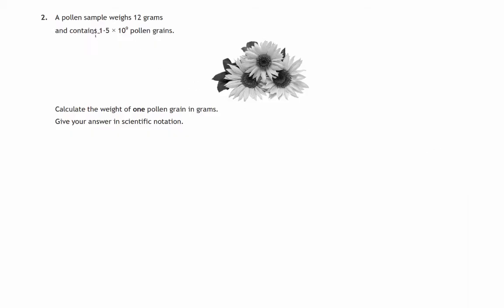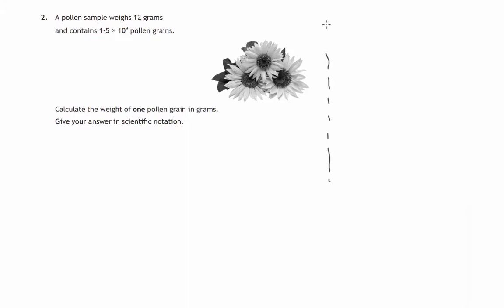So here we have a question about a pollen sample that weighs 12 grams. And it contains an awful lot of pollen grains, 1.5 times 10 to the power 9 pollen grains. We have to calculate the weight of one pollen grain and give our answer in scientific notation.